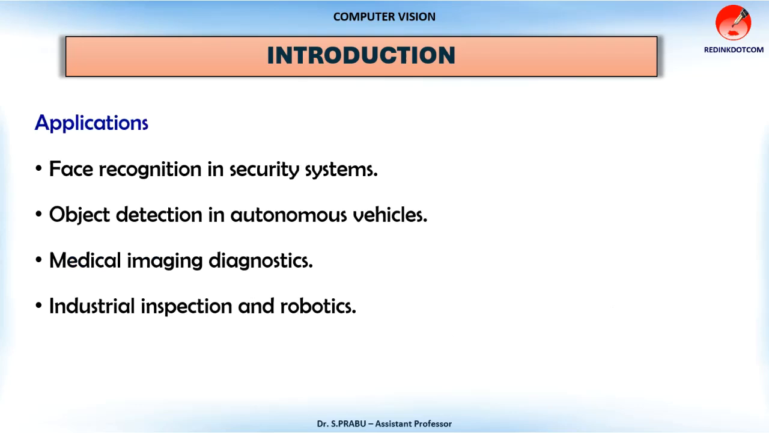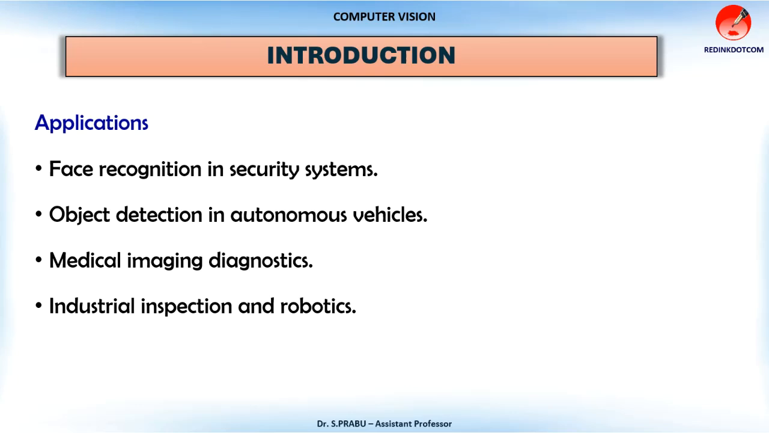Computer vision can be used in different areas. In security systems, it helps spot faces so devices can recognize people. In self-driving cars, it's part of how the car detects and tracks objects on the road. Doctors use it in medical imaging to outline important details in scans, and in factories or robotics, it is used to check product quality and guide machines.